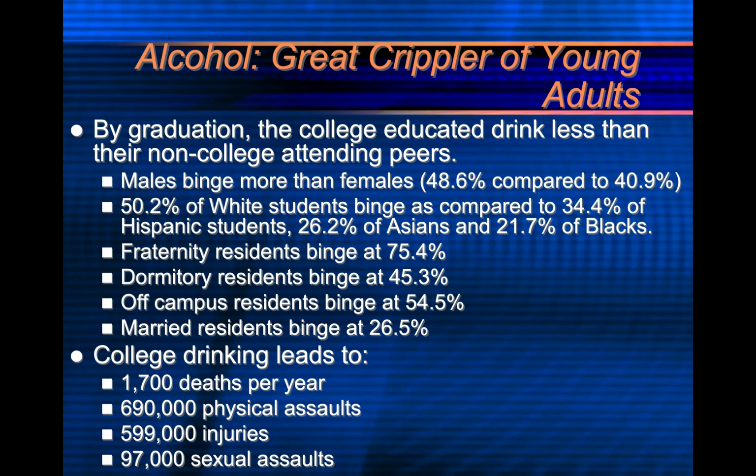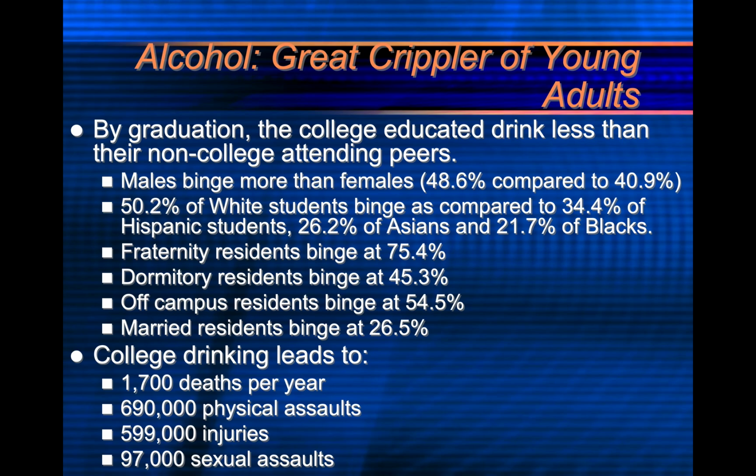Males binge more than females, 48.6% compared to 40.9%. 50.2% of white students binge as compared to 34.4% of Hispanic students, 26.2% of Asians, and 21.7% of blacks. Fraternity residents binge at 75.4%. Dormitory residents binge at 45.3%. Off-campus residents binge at 54.5%. Married residents binge at 26.5%.